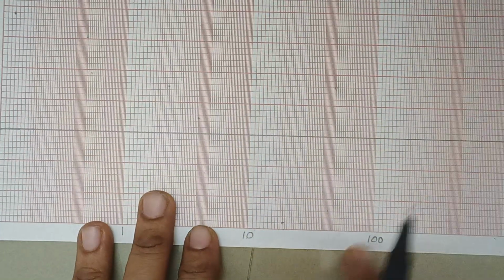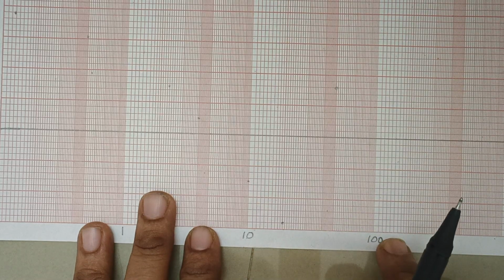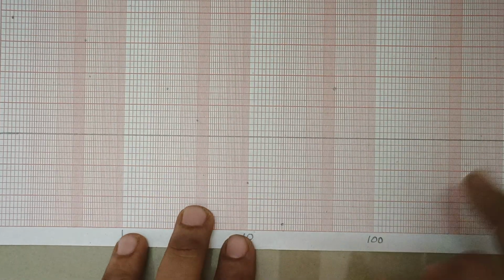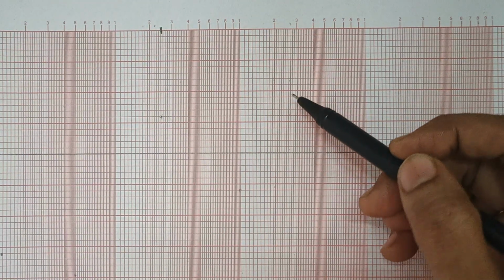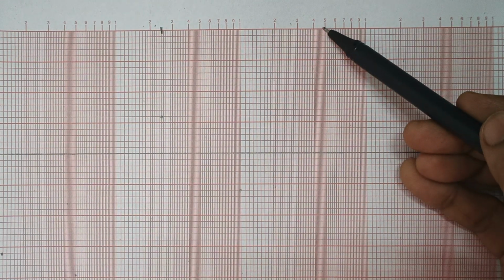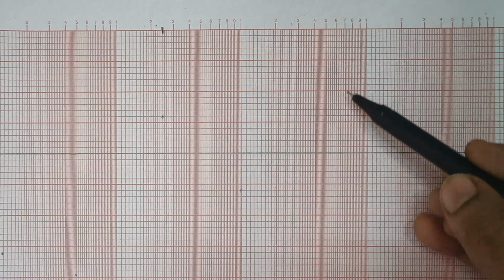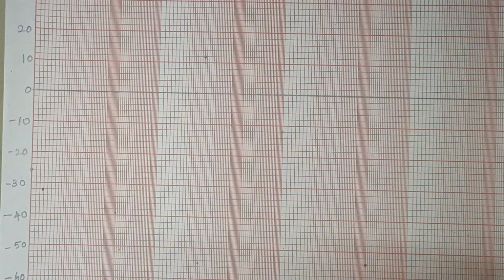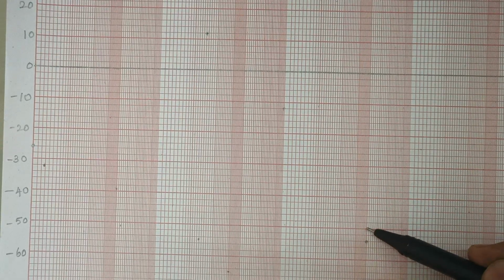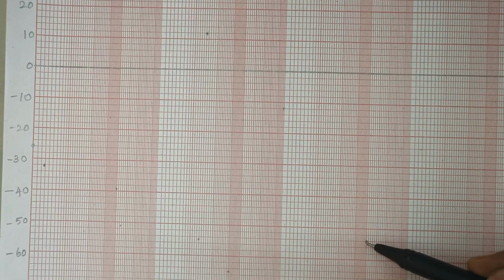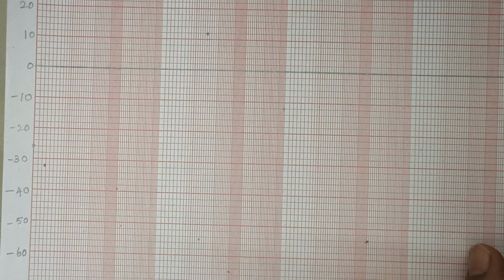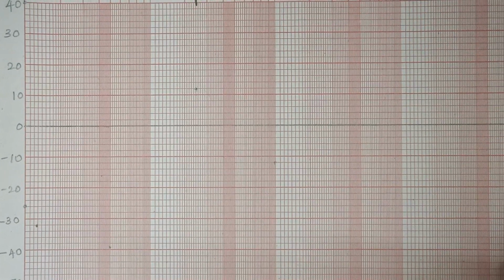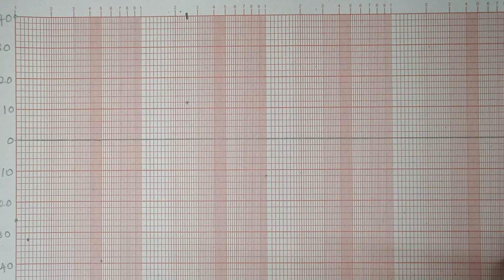So between 10 and 100 lies 50, right? The magnitude value is minus 54. So you see, this is my 50, right? So the magnitude is minus 54. So this is my 50 and here 52 and this is my 54, right? So finally we had drawn our magnitude plot. Hope you people are clear with this.